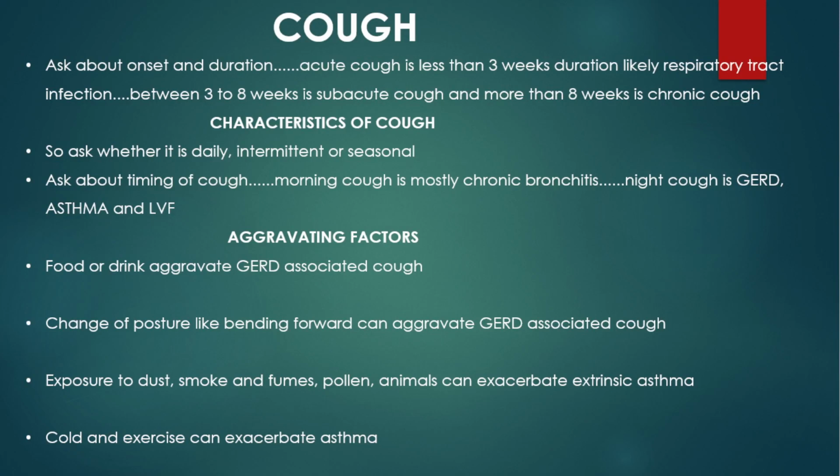Today we will discuss history taking from a patient presenting with cough. So let's start. Whenever a patient presents with cough, the first question is to ask about the onset and duration, because acute cough, which is less than 3 weeks of duration, is most likely a respiratory tract infection. So duration and onset is important. Any cough between 3 to 8 weeks is subacute, and more than 8 weeks is chronic cough.